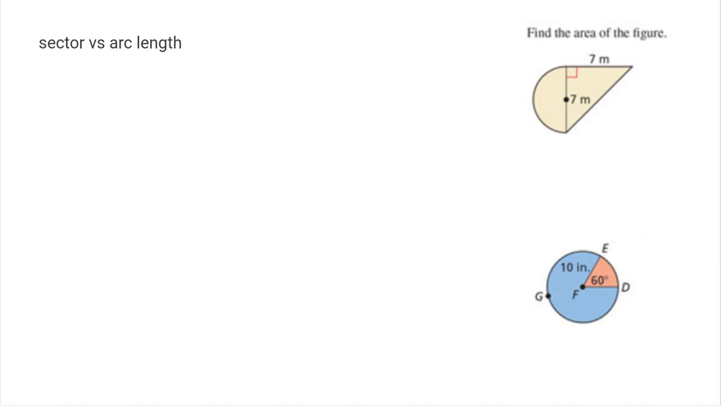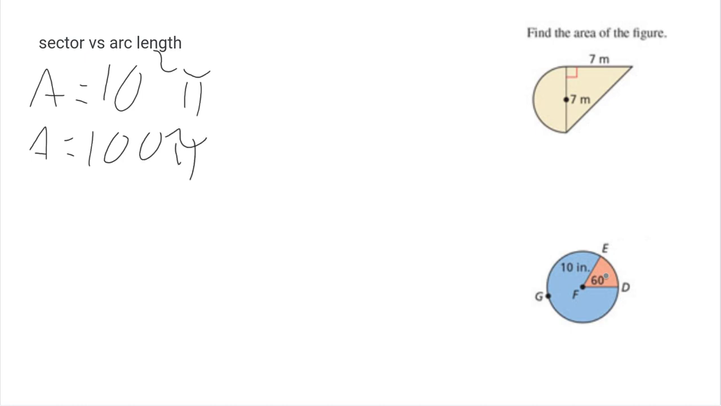So let's review sector. Sector is just a portion of the inside. So we have to find the whole area first. So area is going to be 10 squared pi. So we're going to have 100 pi, or 314.35 squared inches.